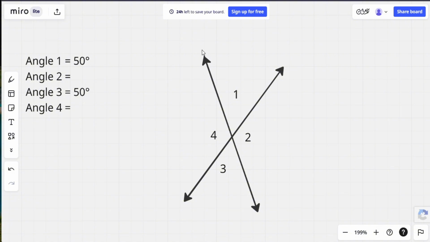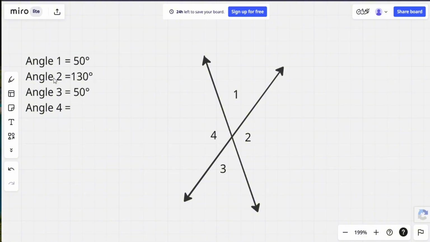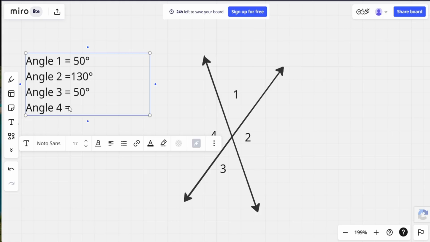Well, we know that angles 1 and 2 are on a straight line and are adjacent, meaning they are equal to 180 degrees. If we know that angle 1 is equal to 50, we can find that angle 2 is equal to 180 degrees minus angle 1, or 50 degrees, meaning that angle 2 is equal to 130 degrees. Now, to find angle 4, we know that angle 2 is equal to angle 4, meaning that if angle 2 is equal to 130 degrees, we can simply say that angle 4 is also 130 degrees.